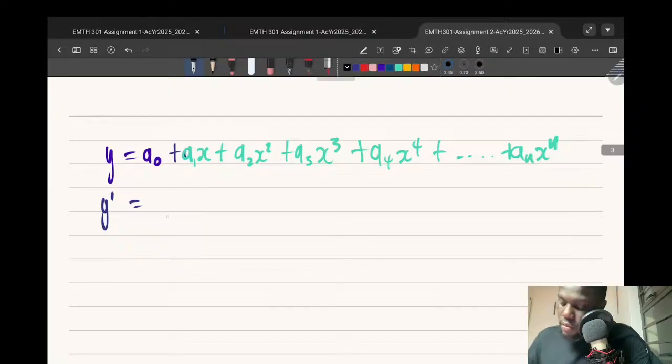Then we can get y prime prime. The a1 will go, you differentiate, it becomes 2a2, plus 6a3 x, plus 12a4 x squared, plus it keeps going, then n times n minus 1, an x to the n minus 2. Anyway, that's how it keeps going, and you'll be having it like that.